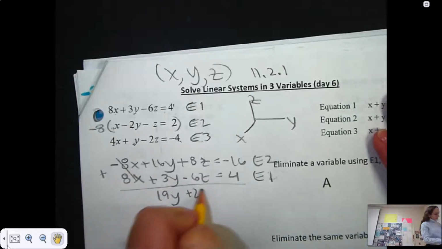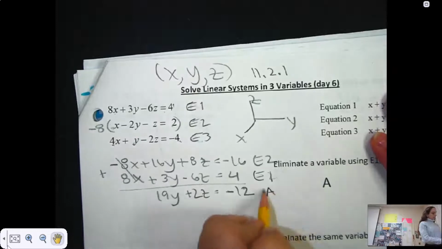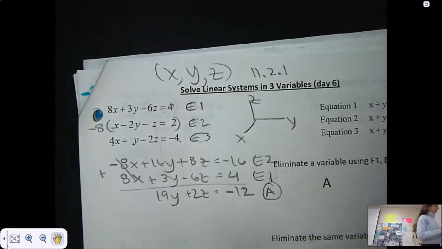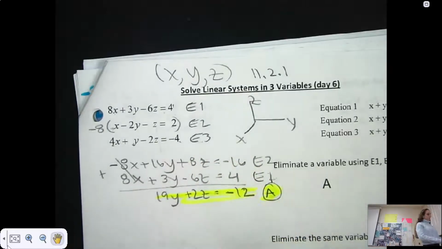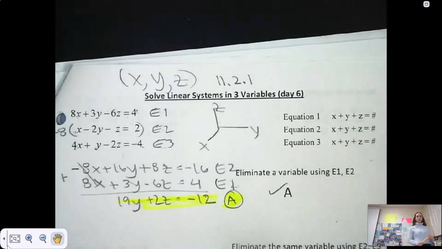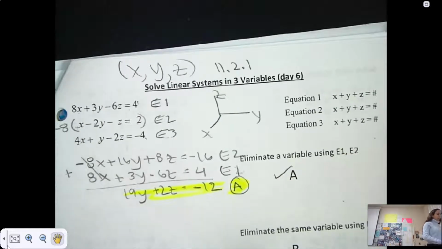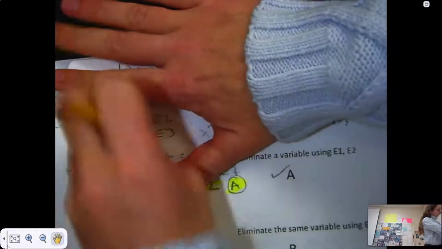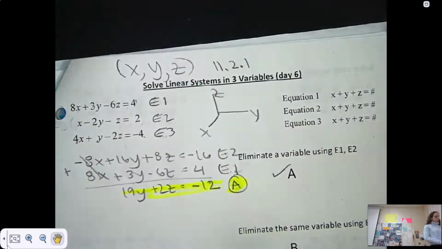19Y plus 2Z equals negative 12. I'm going to call that my equation A. From E1 and E2, I got my A, and that's what I have here. I used E1 and E2 to get A. Now I'm going to do E2 and E3. How come? Because I feel like it. I just can't use E1 and E2 again because I'll get the same thing.